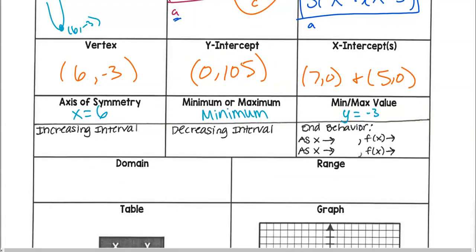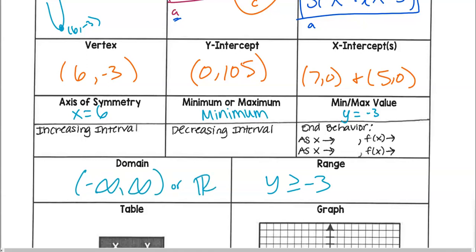Let's do that real fast. We're talking about it. So if -3 is as low as my y's are going to go, what's my range going to be? All my other y's. There you go. Good. Domain altogether? Yes, all real numbers.